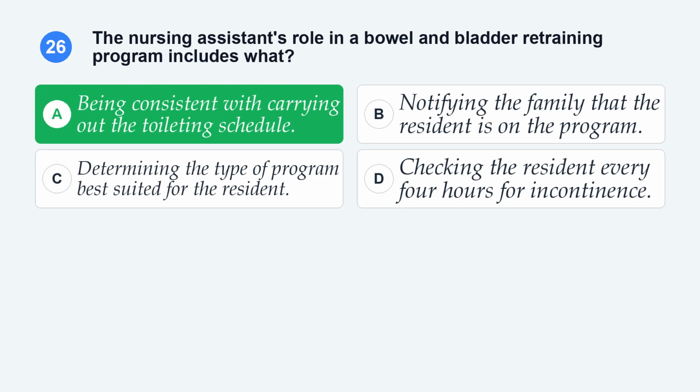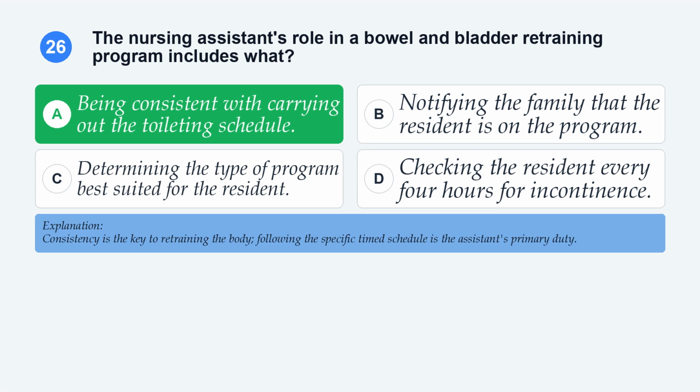The correct answer is option A. Being consistent with carrying out the toileting schedule. Explanation. Consistency is the key to retraining the body. Following the specific time schedule is the assistant's primary duty.